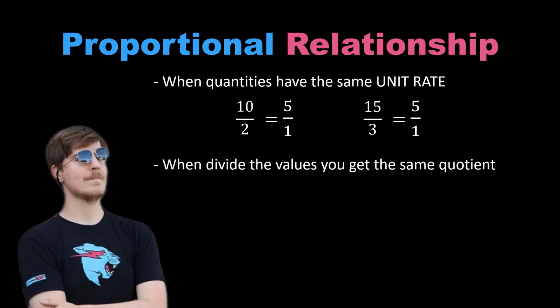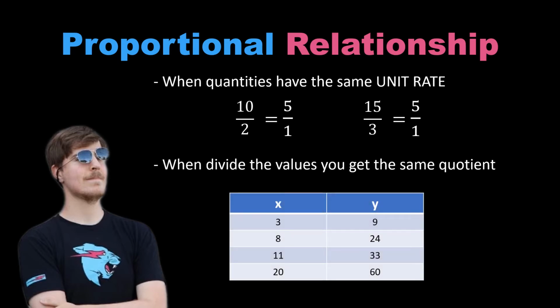You can also just divide to see if things are proportional. So when you divide values and get the same quotient, you would say they are proportional. So let's look at this table. We're always going to put the y first and divide by the x because that's going to give us our constant of proportionality.